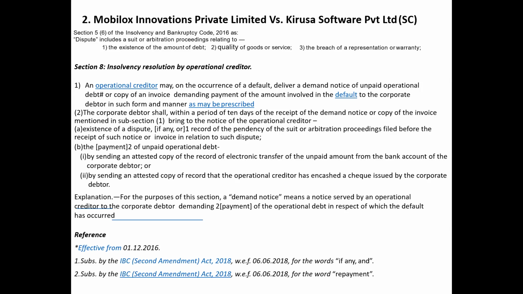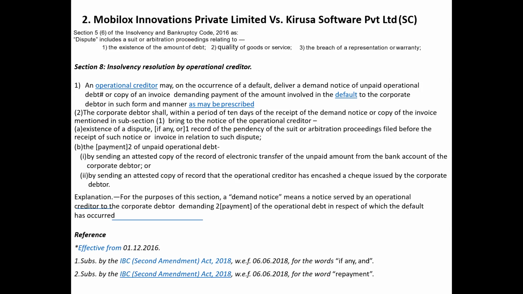But what did Kirusa Software do? Kirusa Software disclosed this on their website, that they are executing this project on behalf of Star TV for the Nach Baliye program. So there was a breach of the non-disclosure agreement. We have already seen the definition of dispute in section 5 subsection 6, which says breach of representation or warranty. So there was a clear-cut case of dispute. The question here was, although no court case was pending.